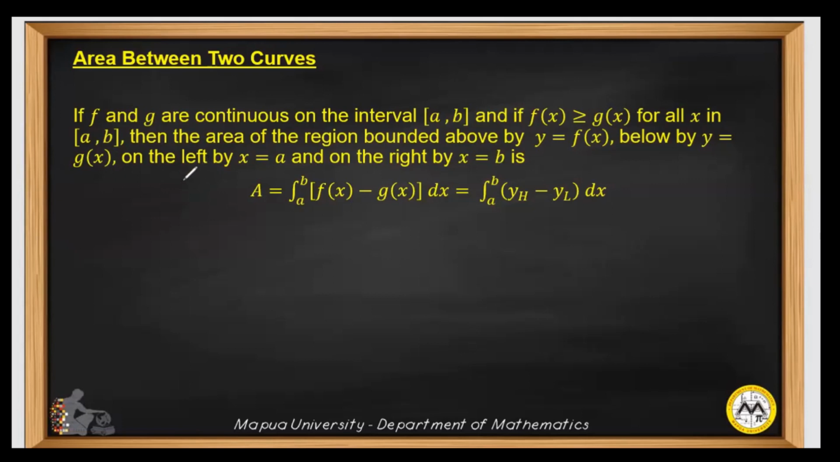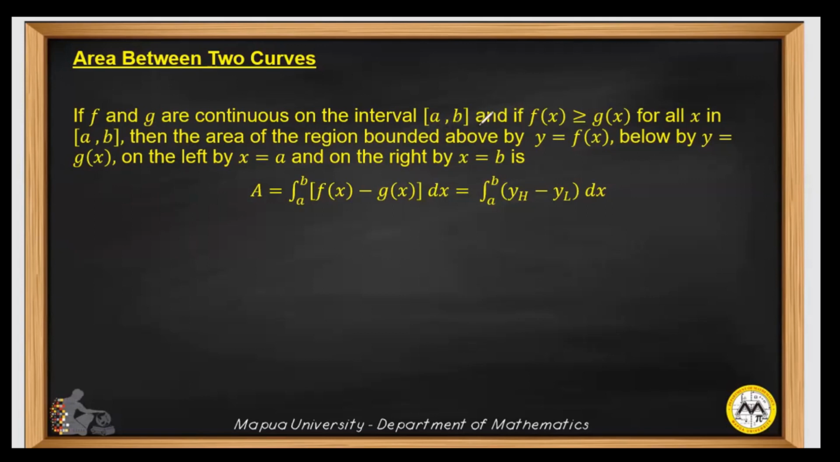The first part of plane area by integration focused on finding the area of the region under a curve. This time, we're going to find the area between two curves. And we will consider two functions f and g, which are continuous on the closed interval from a to b.